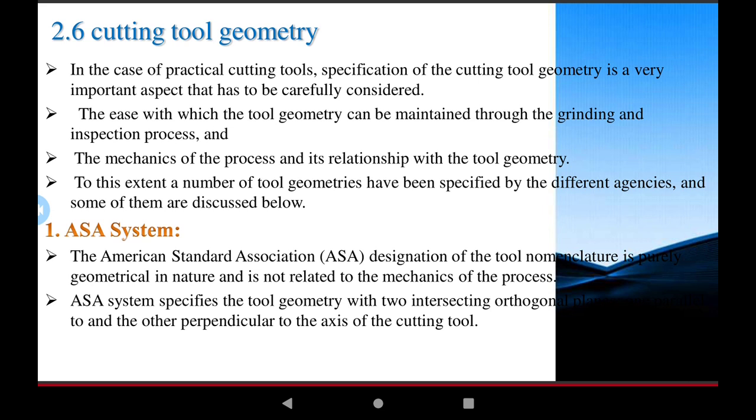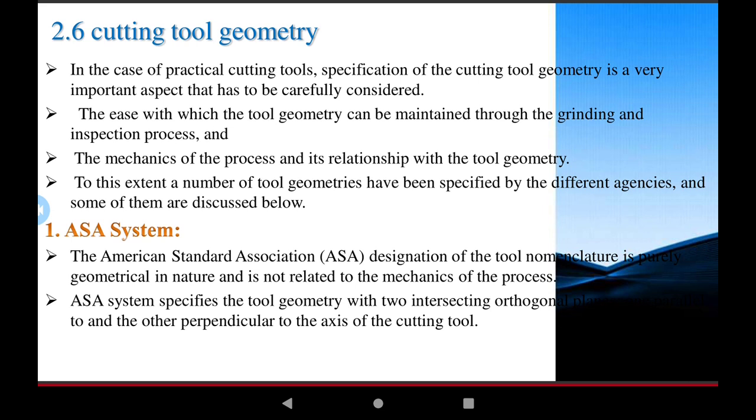The cutting tool geometry is presented here for practical cutting tools. The specification of the cutting tool geometry is a very important aspect of manufacturing operations. The tool geometry can be specified through the grinding and specification process, and the merchant circle of the process in relation to the tool geometry is also covered in this content. The number of tool geometry angles specified affects the cutting force.